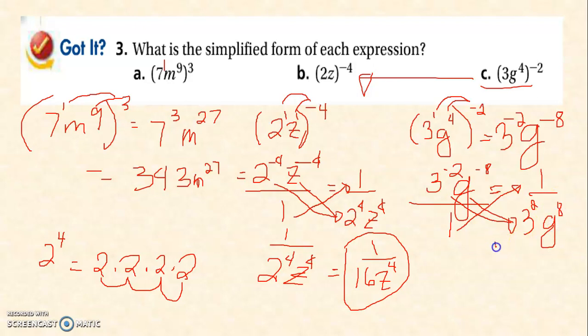So you now have 1 over 3 raised to 2, meaning 3 times 3, and that is equal to 9. G raised to 8. This is now the final answer. 1 over 9 g raised to 8. Any more question? Okay?